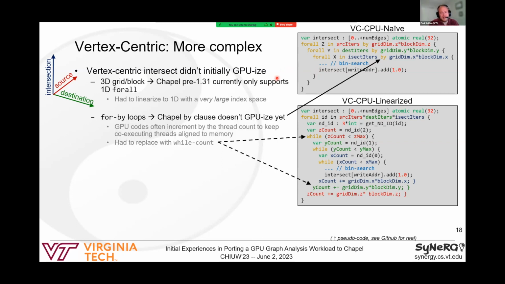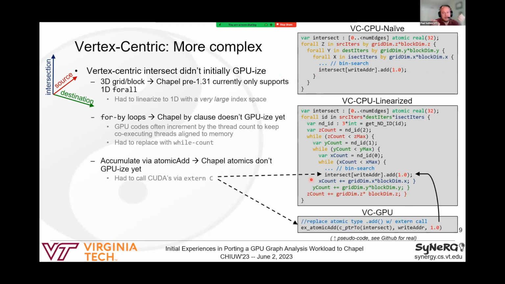But we also had a bunch of by loops. That's a pretty common pattern in GPU code because we want to keep threads aligned to memory accesses. So we just advance by the thread count instead of by one. And the way the by clause is implemented, that also doesn't GPUize yet. But you can replace those with while counts. It's not a big deal. But then finally, because there's collaboration in the intersection kernel, we did need an atomic accumulator, and Chapel's atomics don't run on the GPU yet. But Andy pointed us to a quick way to do an extern call from inside the kernel, and that got us finally running on the GPU.